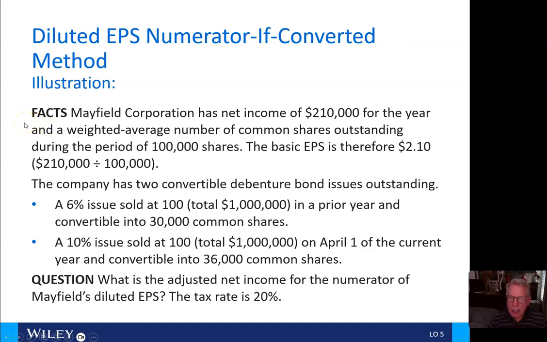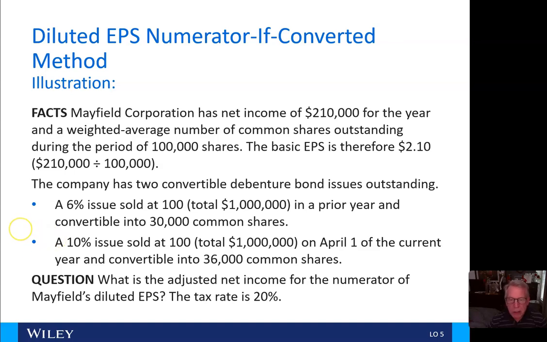Mayfield Corporation has net income of $210,000 for the year and a weighted average number of common shares outstanding of 100,000 shares. The basic earnings per share is therefore $2.10. The company has 2 convertible debenture bond issues outstanding. The first one is a 6% issue sold at 100, total of $1 million in a prior year, and convertible into 30,000 common shares. The second one, a 10% issue sold at 100, total of $1 million on April 1 of the current year, and is convertible into 36,000 common shares.